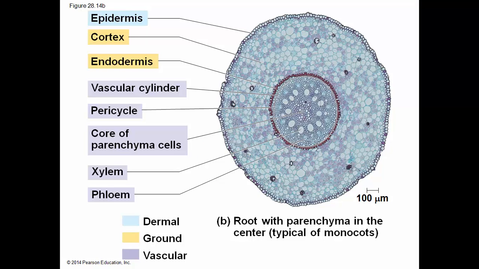Okay, here on the monocots, it's dominated by the vascular tissue, particularly by the core of parenchyma cells on the inside. There's the endodermis and the epidermis, the cortex. Okay, these are all parts of the monocot root structure.